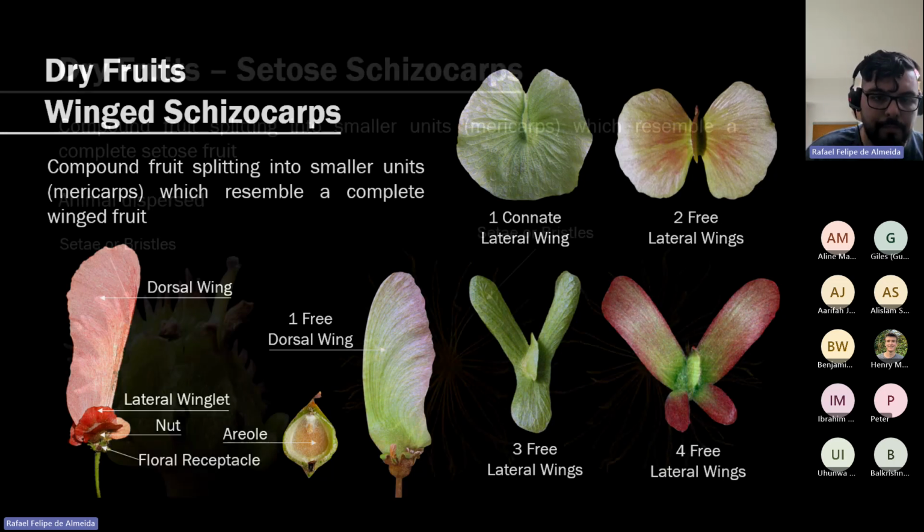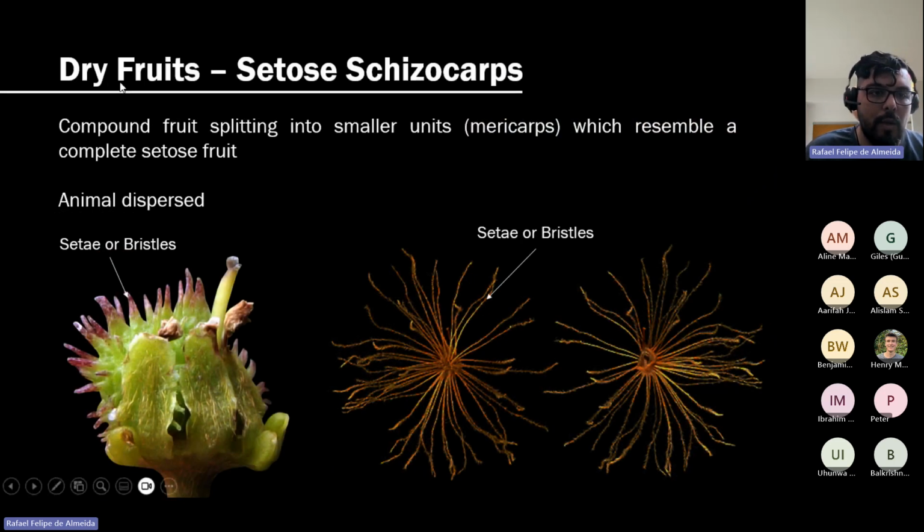And lastly, we have the dry fruits, the setose schizocarps. That's the same thing as I told you before, but instead of wings, we have bristles or setae here. And these are meant to be animal dispersed always, because it attaches to your skin, to your fur, to anything, and it never gets out of it again.